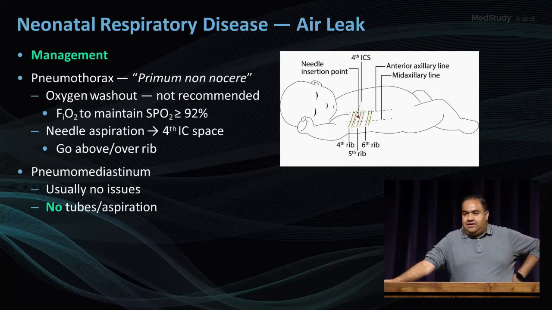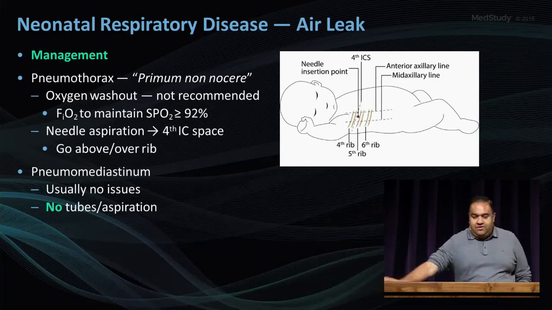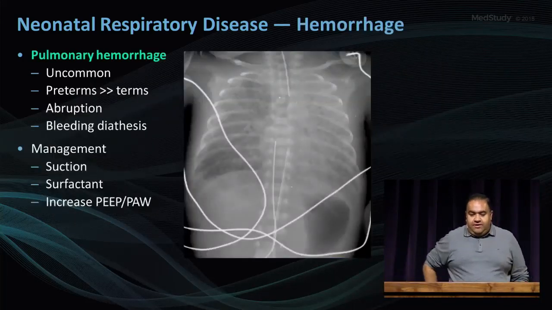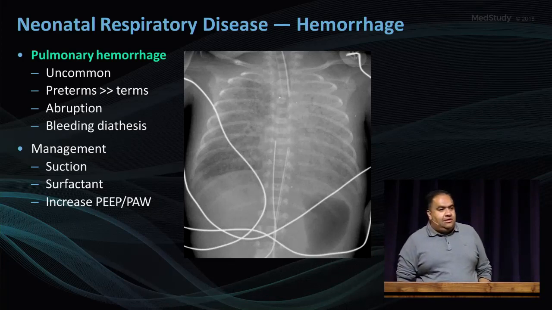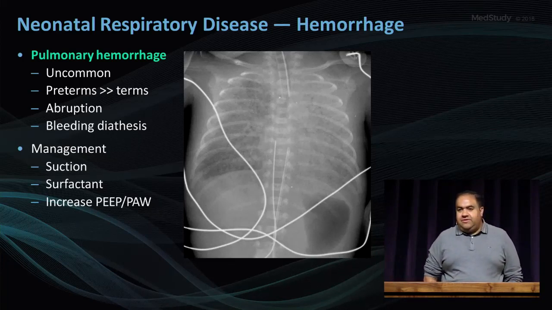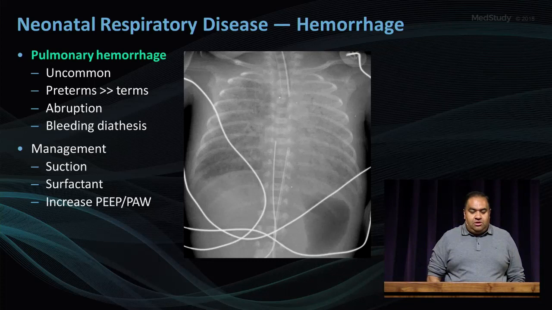Pneumomediastinum, you really don't do anything. It's not like you're going to put a needle in the middle of the chest to try to drain that spot. So just really supportive care for those kids. Pulmonary hemorrhage, thankfully, is uncommon in term infants. Preterms have a slightly higher risk, particularly the very, very small.